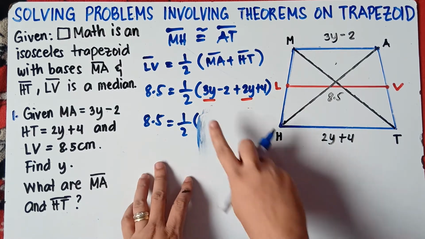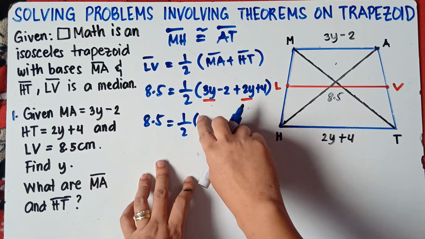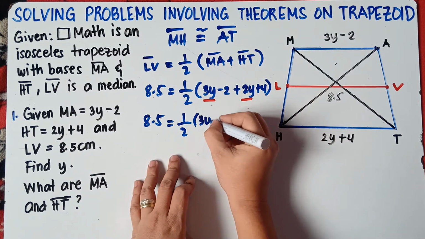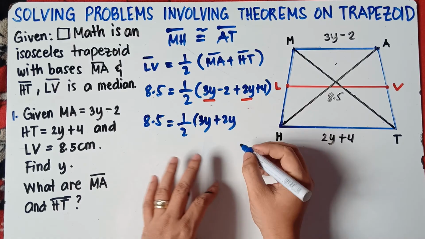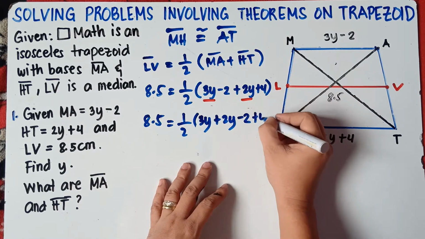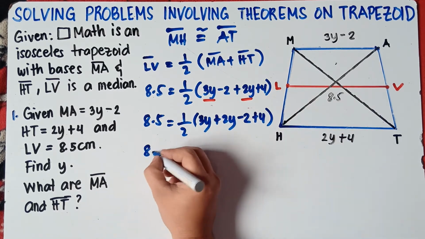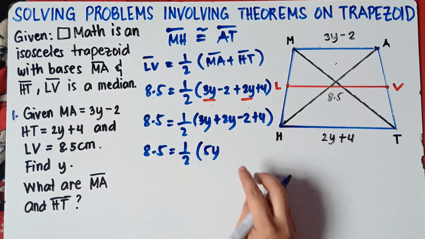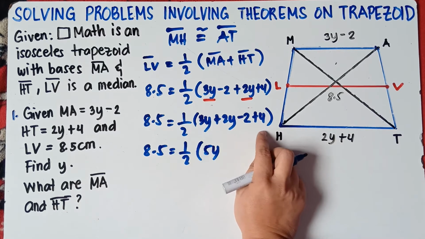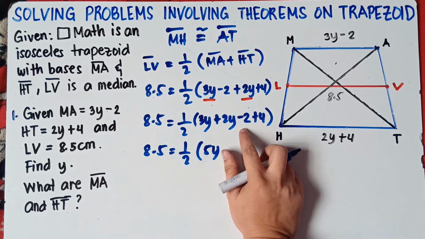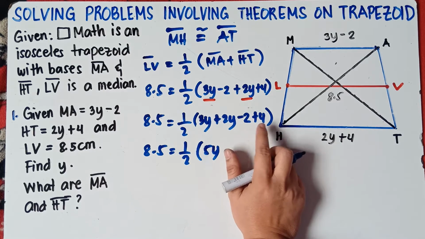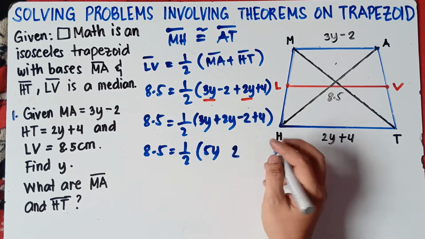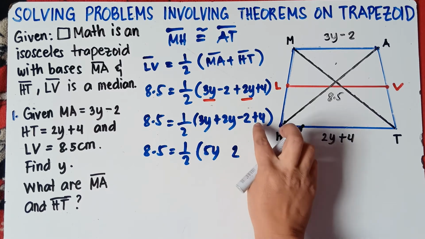Let's arrange this one, class, because there are some students who will be confused here. So that would be 3y, then positive 2y, then minus 2, plus 4. So this will be 8.5 equals 1/2 of 3y plus 2y, that's 5y, and negative 2 plus 4. If the signs are not the same, you subtract, then copy the sign of the larger number. So once again, negative 2, positive 4. Unlike signs, subtract, then copy the sign of the larger number. 4 minus 2 is 2, and since 4 is greater than 2, we copy the sign, positive 2.